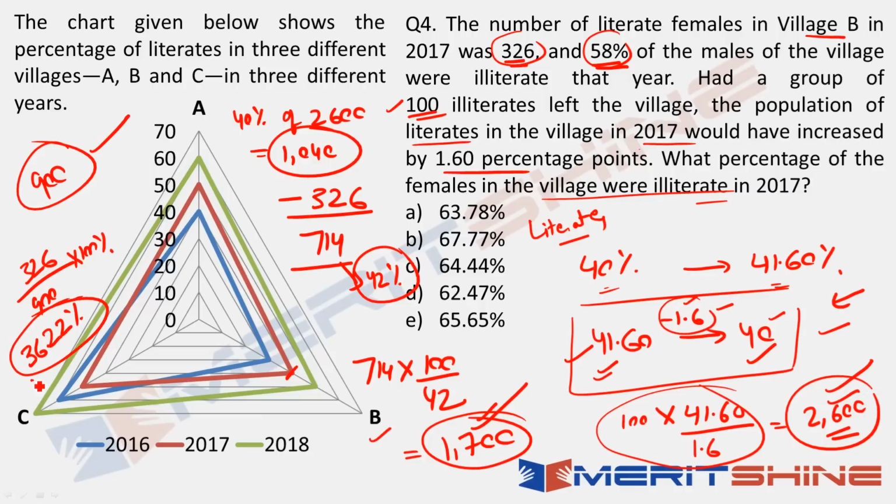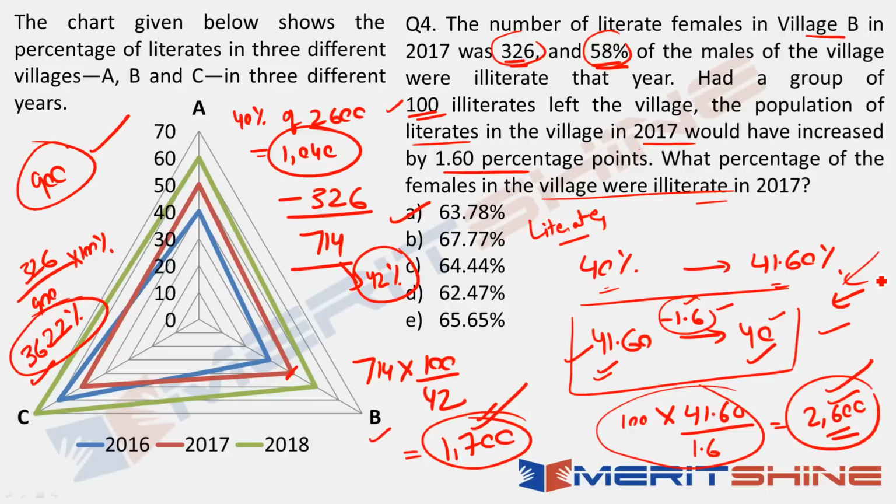Fine. You subtract it from 100, you get the percentage of illiterate females in this village in the year 2017, which would be 63.78%, which is option A, which is your answer. But yes, this was the most complicated of all the questions that we have done. It required 2 steps, but the most important one would be this one here, when we calculate this directly.